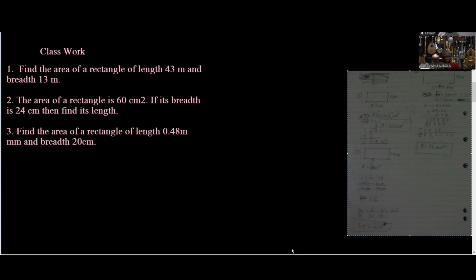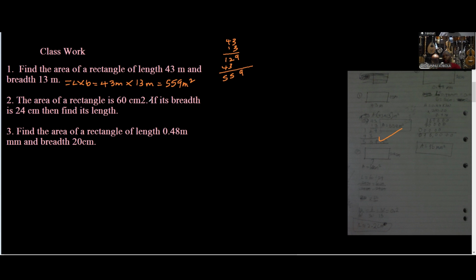Question says find the area of a rectangle of length 43 meters and breadth 13 meters. So you know that the area of a rectangle is length times breadth, which means 43 meters times 13 meters. 3 times 3, 9. 3 times 4, 12. Then 3 and 4. 9, this is 5. 559. That's correct.